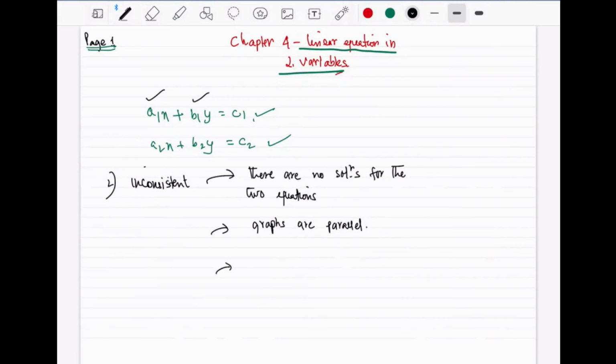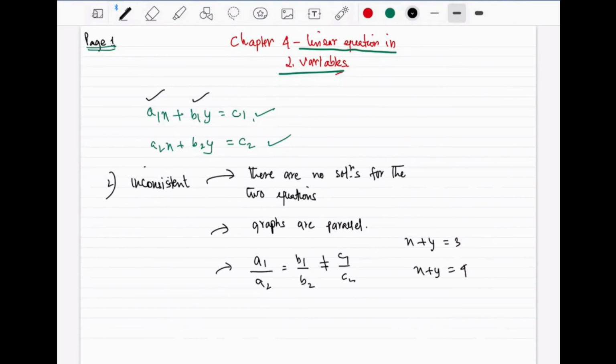And what is the condition for inconsistent based on the coefficients of x and y? We will have a1 by a2 equal to b1 by b2, but not equal to c1 by c2. An example can be like this: x plus y is equal to 3, x plus y is equal to 4.